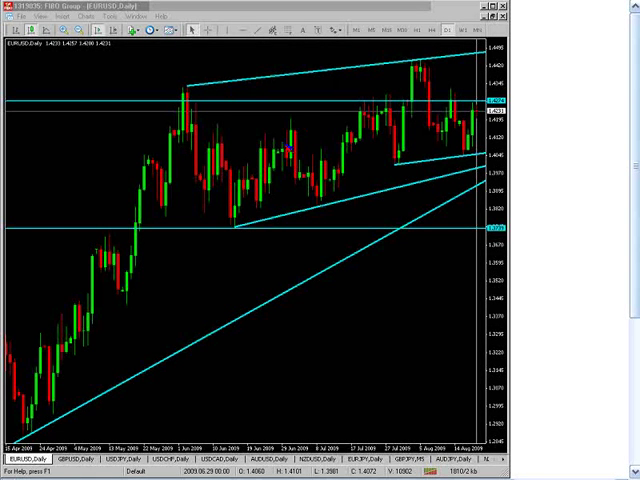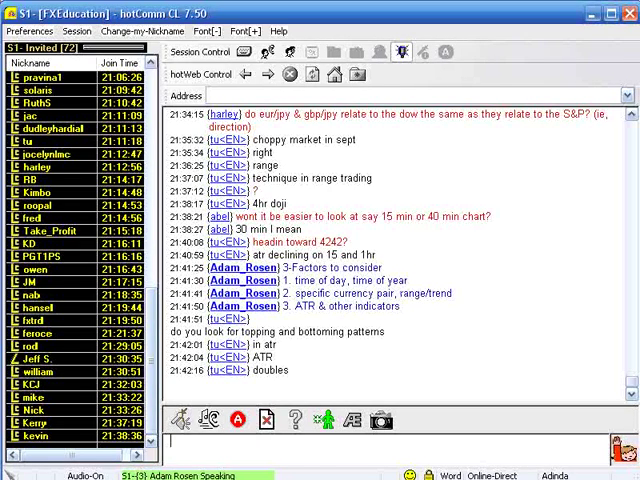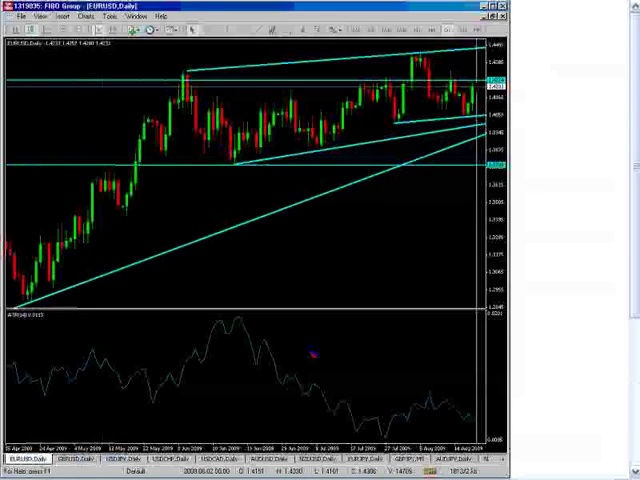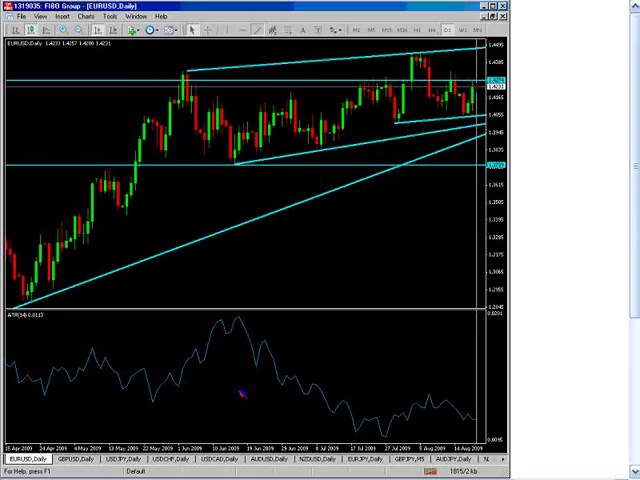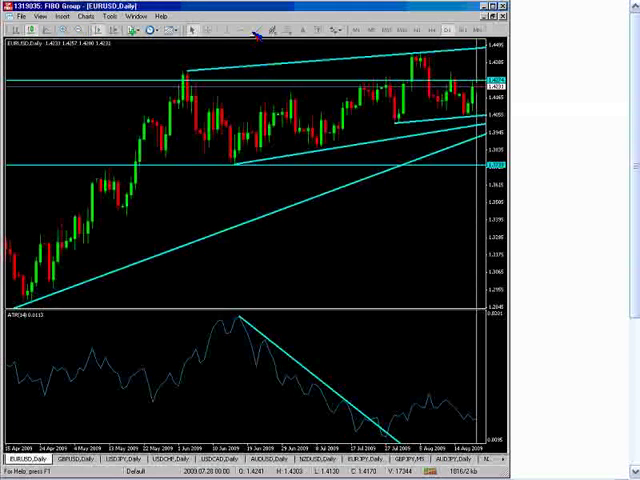Do I look for topping and bottoming patterns in the ATR? I know what you're referring to. I don't particularly. If I understand correctly, you're looking for some sort of discernible reversal pattern within the ATR itself. Meaning, here's a double top on the ATR. Here's an incline. I like to look for inclining highs, inclining lows, and declining highs and lows as well.